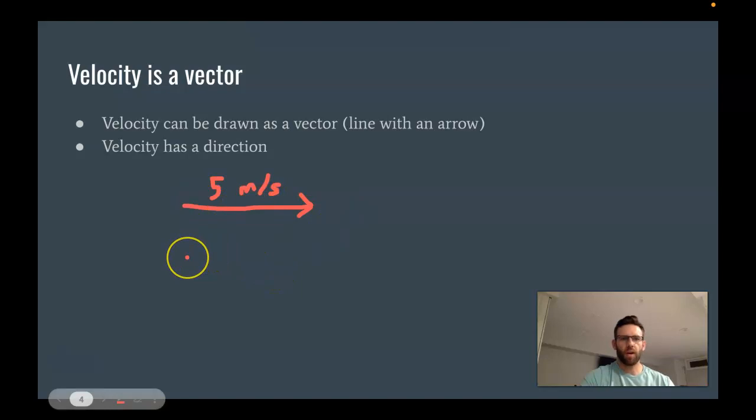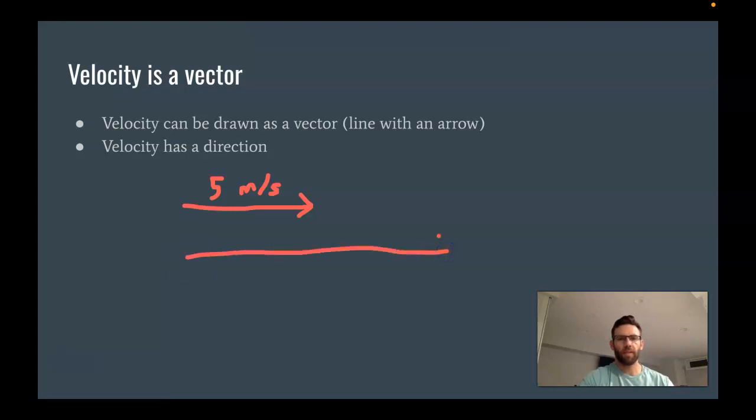If I wanted to draw a velocity vector that was 10 meters per second, I would try to make it twice as big, trying to keep my vectors scaled correctly. And then I could put a 10 meters per second on this arrow. All right, but velocity is a vector, so you have to be clear about what direction you're moving. And a vector can be drawn as an arrow in a certain direction.